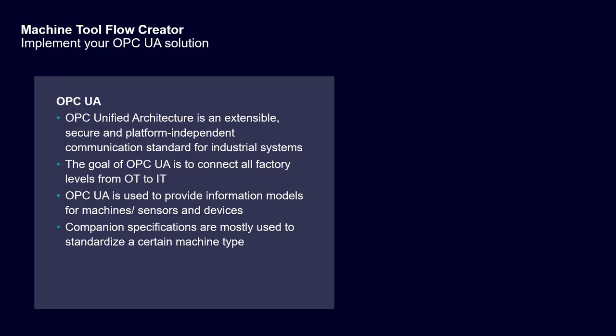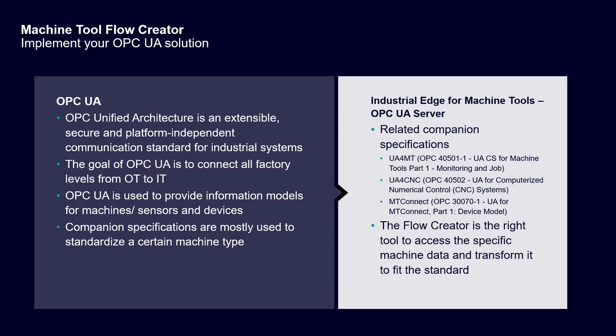devices. And as I already told you, companion specifications are a great way to standardize a certain machine type for an industry. In the machine tool industry, there are three different companion specifications: UA for machine tools, UA for CNC, and MTConnect. The Industrial Edge for Machine Tools OPC UA server is the perfect tool to access the specific machine data and transform it to fit the standard.